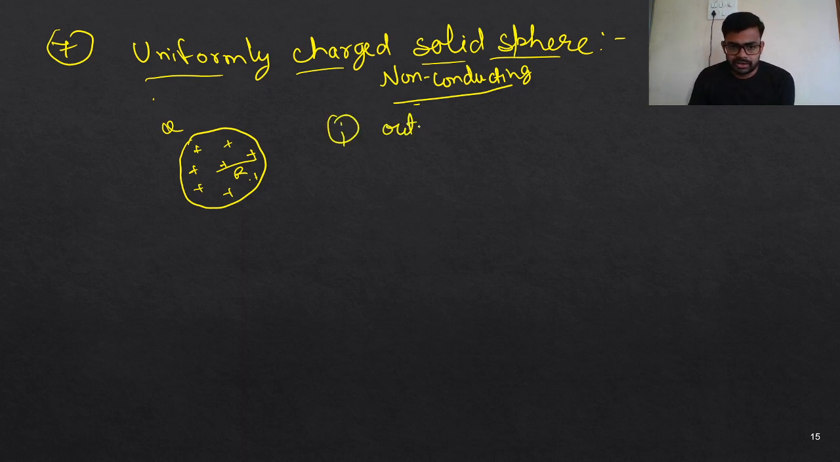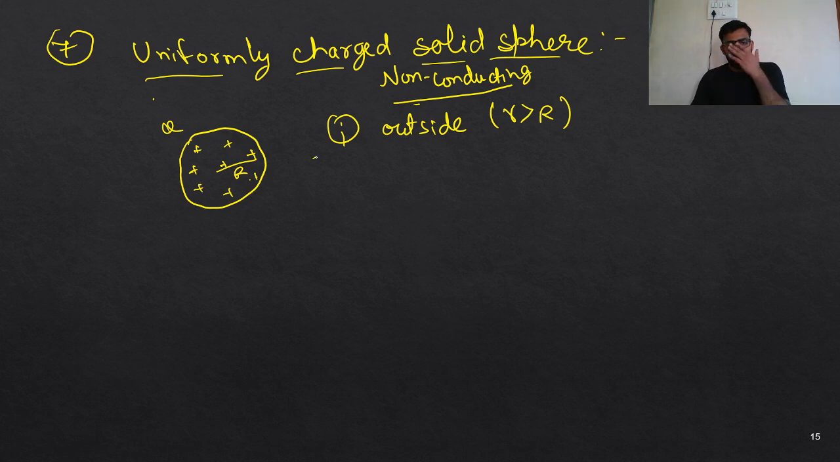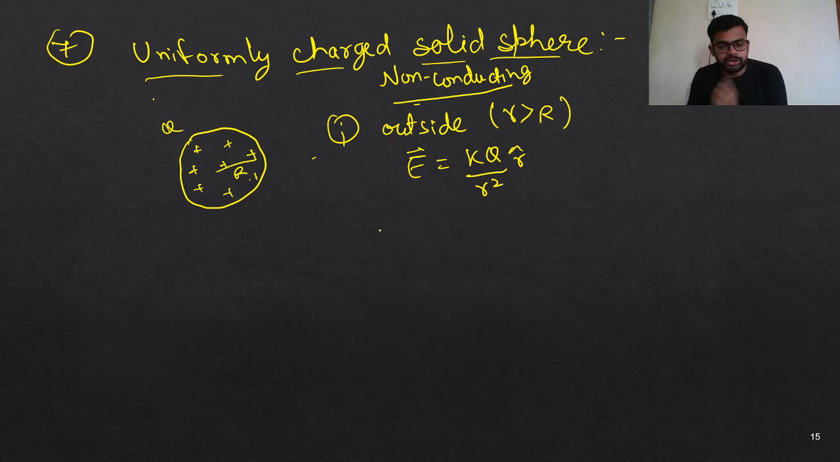Outside the solid sphere. How will we write it? All of you know, outside means r is greater than capital R, greater than the radius. Outside point, yes? So E will be equal to KQ divided by r square, and we can write r cap. Why? Because the entire solid sphere will behave as a point charge placed at its center. Remember, a uniformly charged solid sphere behaves as a point charge placed at its center.